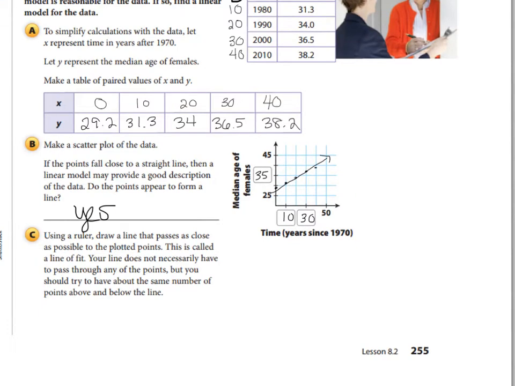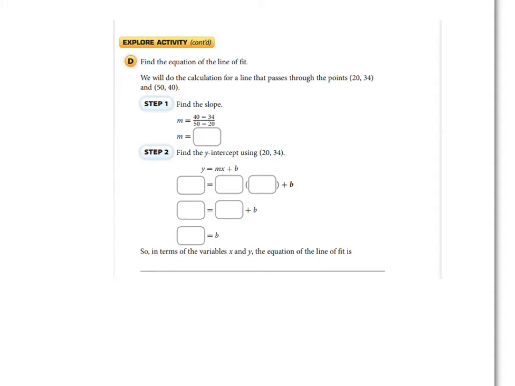And again, hopefully yours is a little bit prettier than mine. Now we need to find the equation of the line of fit. You generally want to use 2 points that your line has gone through. They're telling us what points to use so that way we can have the same answers. And you'll see that happen a lot. It just makes it easier to figure out if you did it right or wrong. So they're telling you to use (20, 34) and (50, 40).